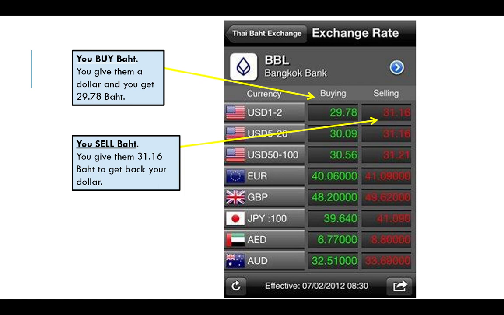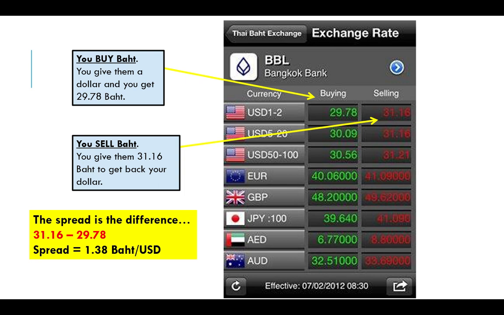Make sure you understand what's going on here. When you buy baht from them, they're going to give you 29.78 per dollar. But when you want to get your dollars back, now you've got to give them 31.16 baht to get your dollar back. Does that make sense? So we have a spread. The spread is the difference.